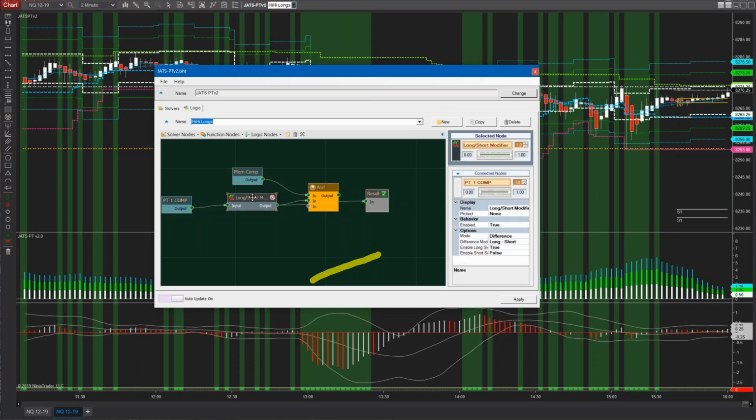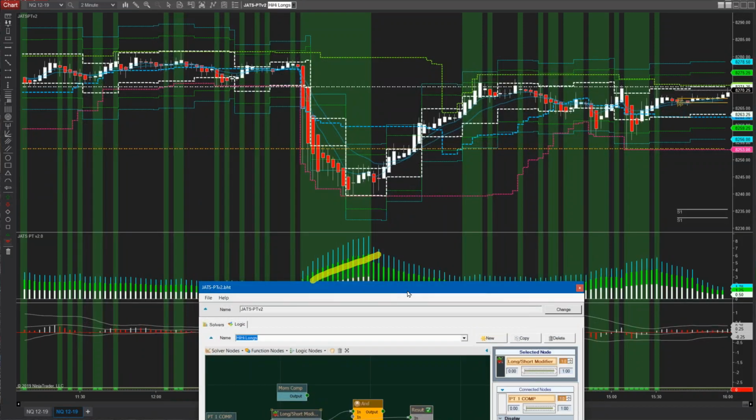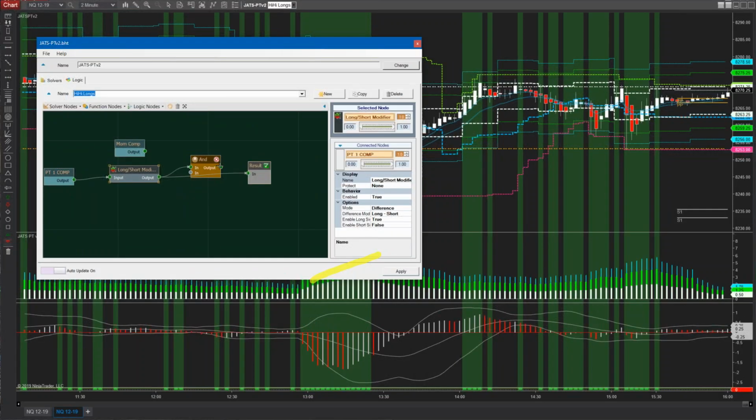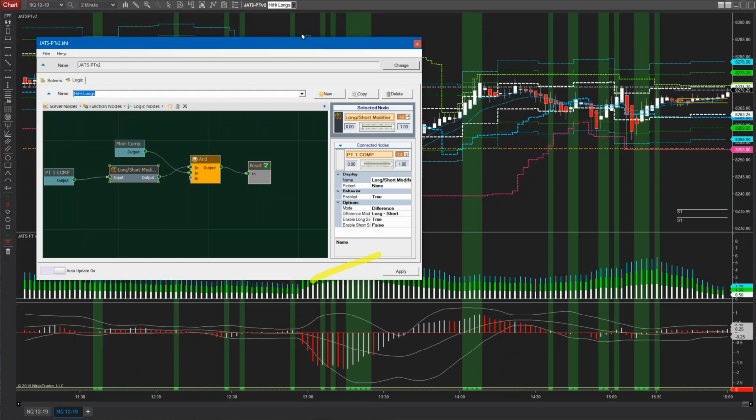So this long short modifier is the key. This shows you all the longs, and you can see that you get the longs on the down markets also. So, putting momentum with it.